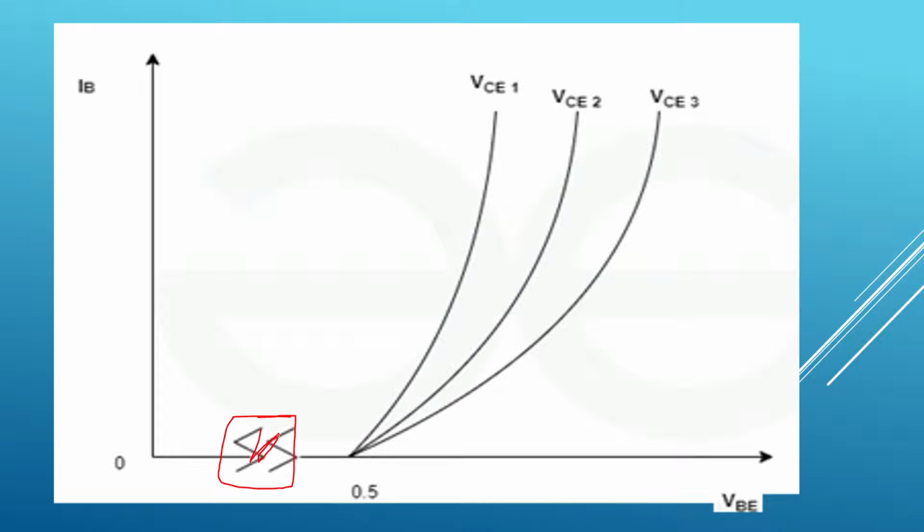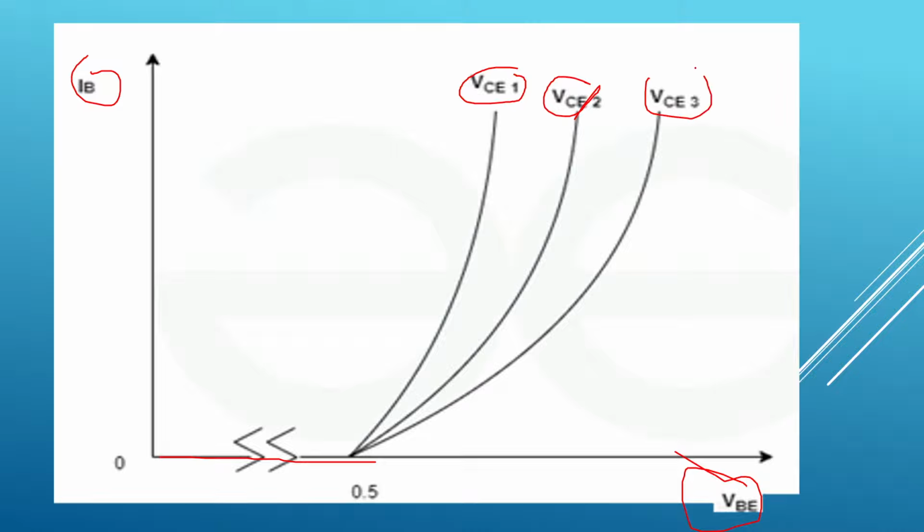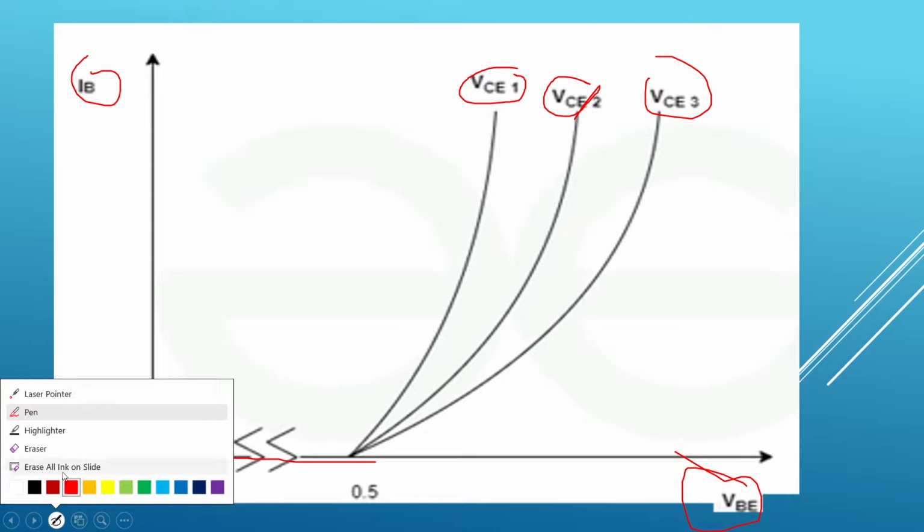No need to worry about this. Even if you don't draw this, it doesn't matter. You can put a straight line. So we have assumed some constant value of VCE, and we have got the relation between VBE and IB. For some other constant value of VCE, we have got another relation between VBE and IB.